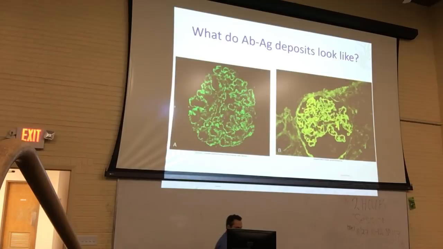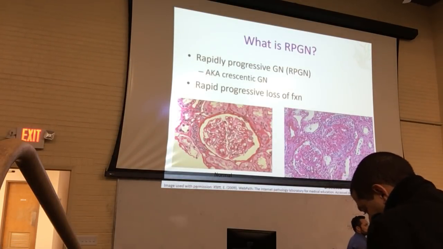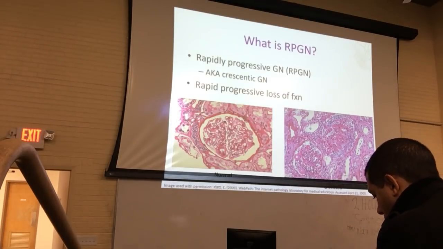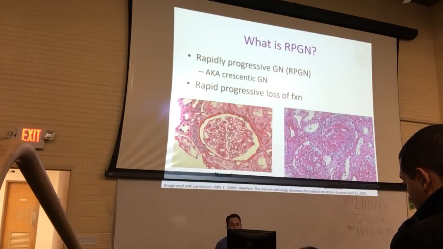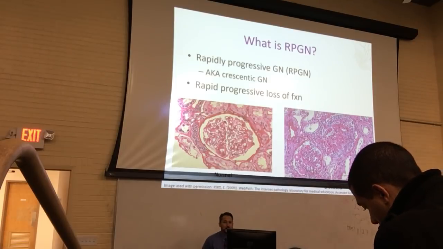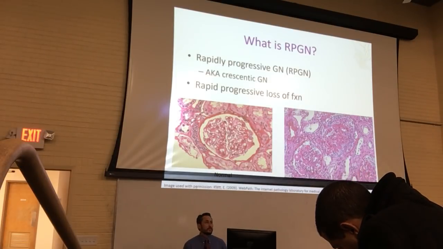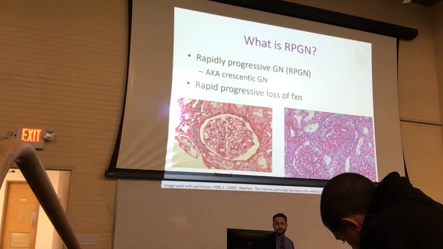Okay. Let's talk about a couple of different types of glomerulonephritis. This one's called rapidly progressing glomerulonephritis. Rapidly progressing. This one's also referred to as crescent glomerulonephritis because of its appearance. I'll talk about that in a second. But you get a rapid progression of loss of function. This is usually associated with systemic lupus erythematosus. A lot of times it's found to be an autoantibody to collagen 4.